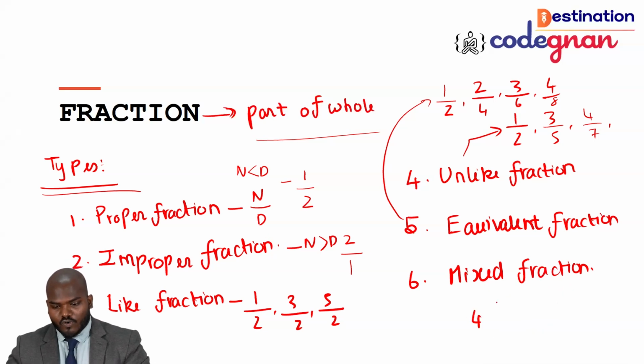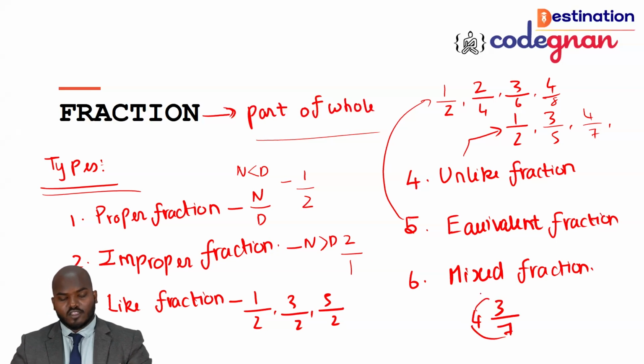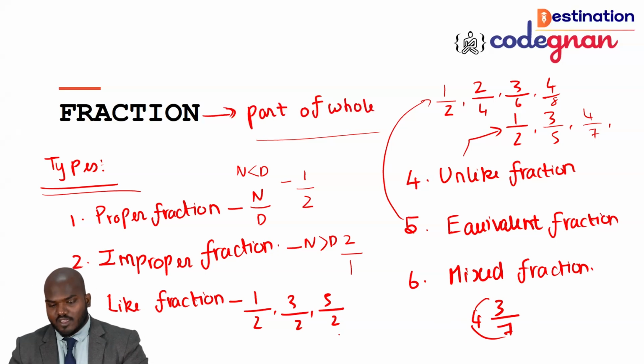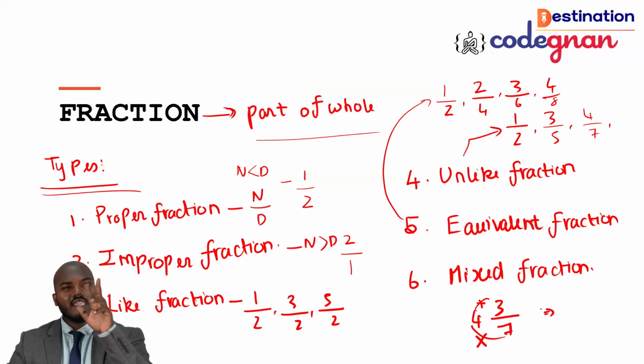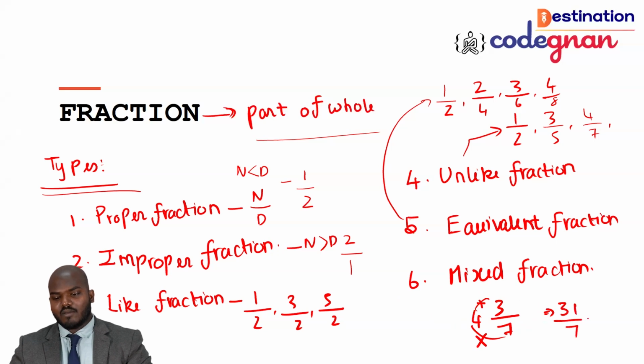Okay, like 4 and 3 by 7, you can call this one. If you convert this, guys, 7 times 4 is equal to 28. This one you need to make a product, and the remaining one you need to add, plus 3. So 7 times 4 gives you 28, and 28 plus 3 we call 31 by 7.